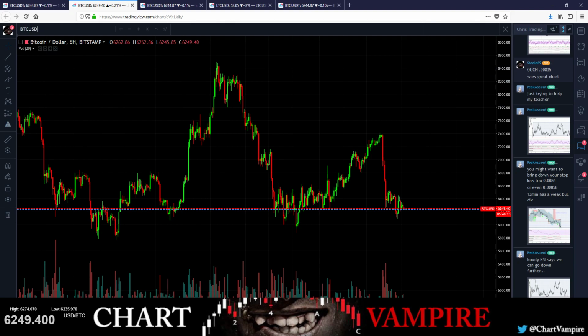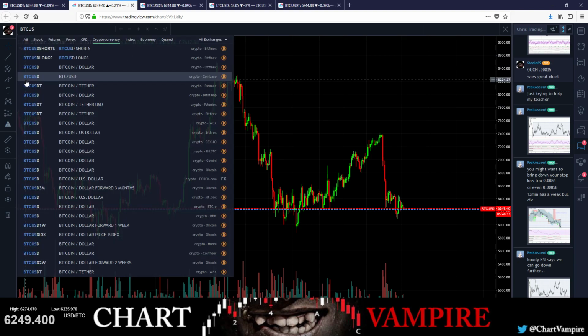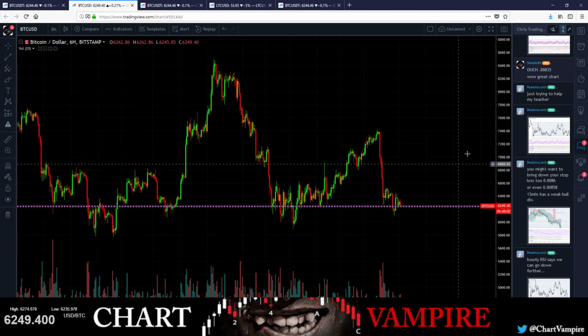And all you have to do is just go up into this top taskbar and just start typing it in. You can go down. There's Poloniex right there with Tether. There's Phoenix. So I'm just going to do this one with Stamp. So we're going to stick here with our Stamp chart.